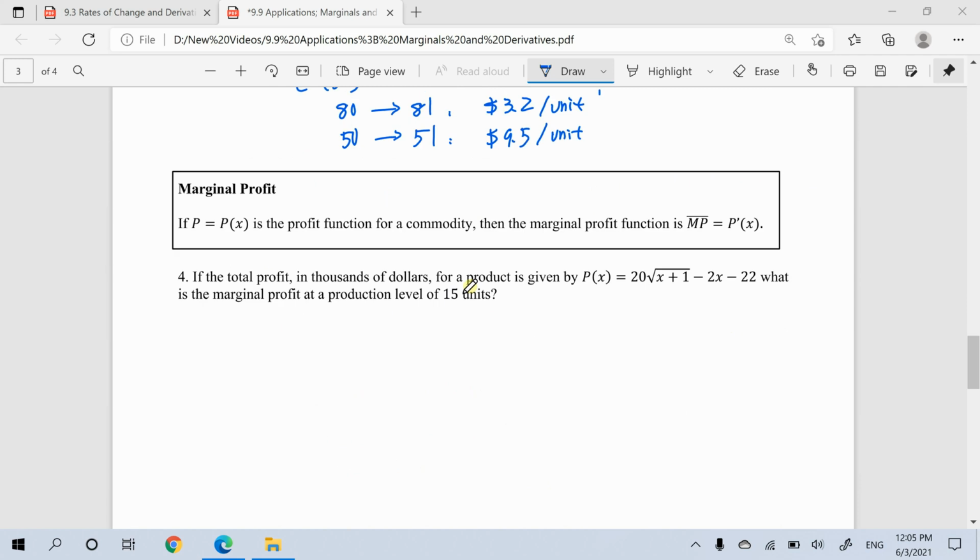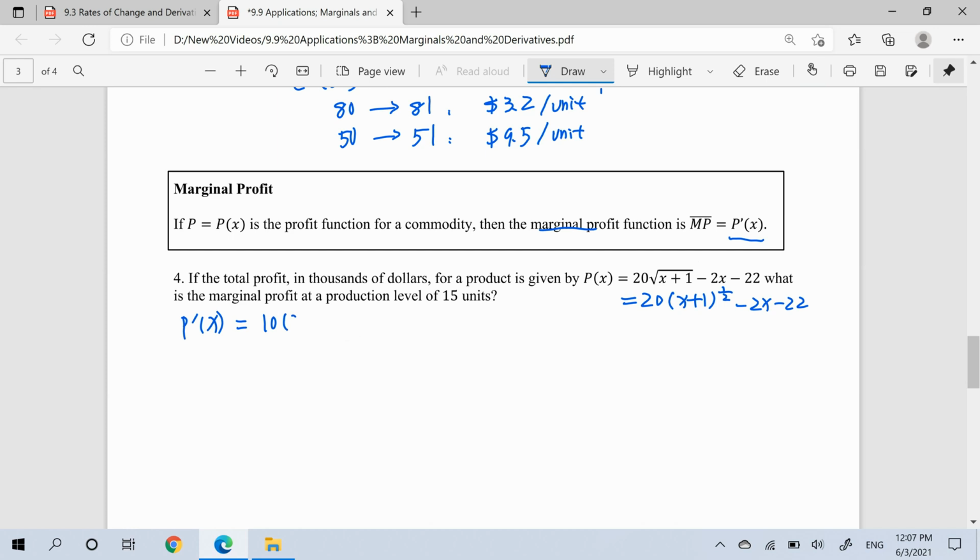Okay, now let's go to marginal profit. Because the keyword is marginal profit, we know this is a derivative, P prime. Given this profit function, what's the marginal profit? So P prime. When we see this square root, the radical, we always change it to exponent form, so we can use the power rule. 10x plus 1 to the negative 1/2, then minus 2.